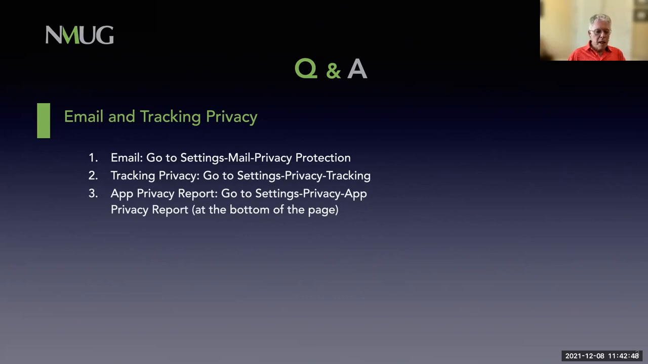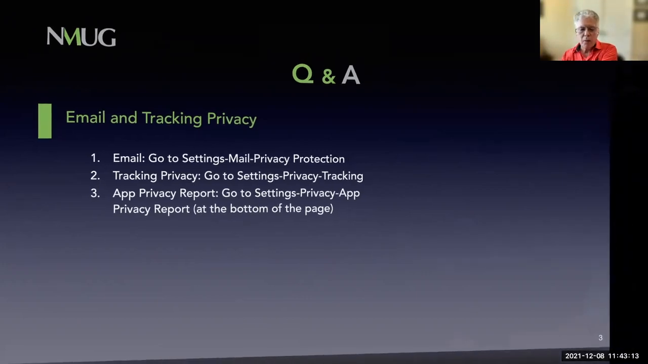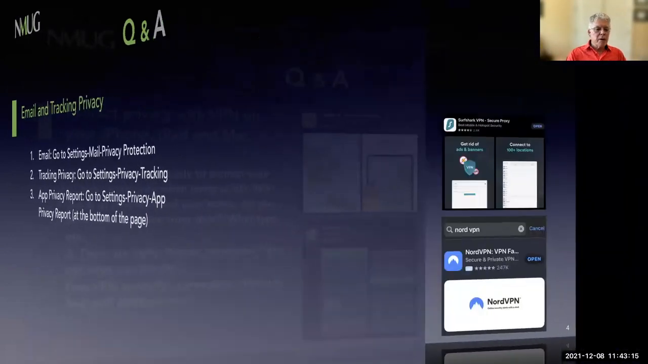Okay, then the other thing, and this I don't think is available right now, but it will come out in iOS 15.2, which should be released next week, and I'm on beta 15.2, so I do have it. If you go to settings, again, privacy and the app privacy report, it's all the way at the bottom of the page, and it will show you what's going on.